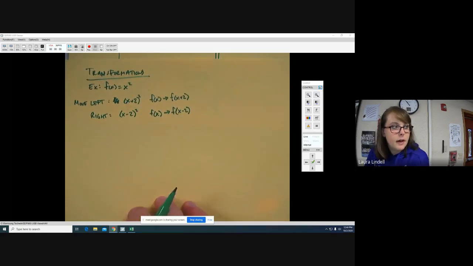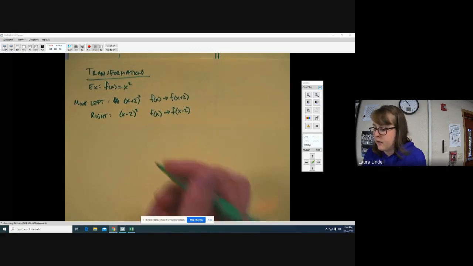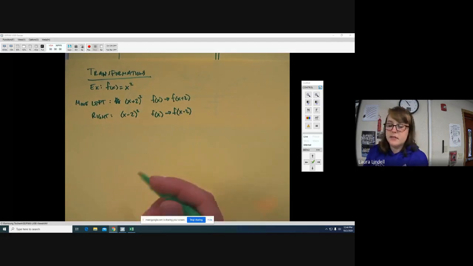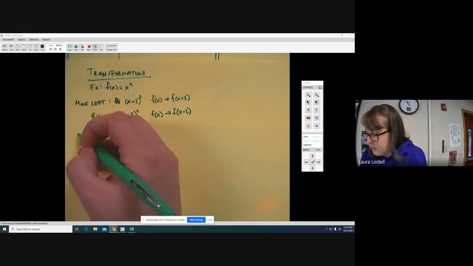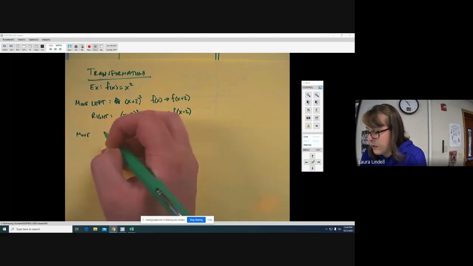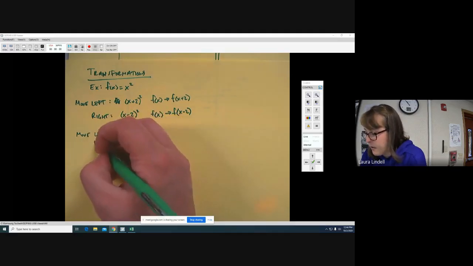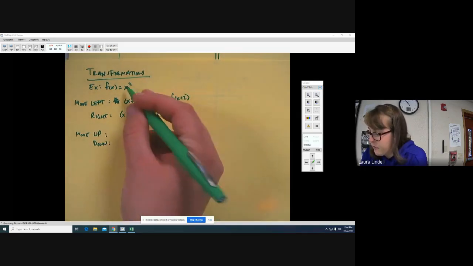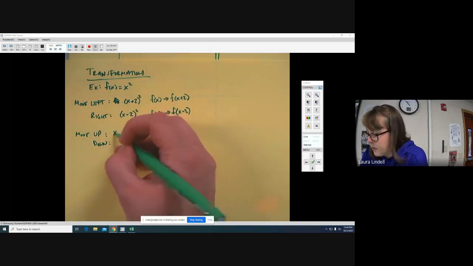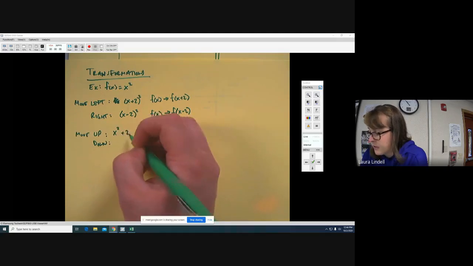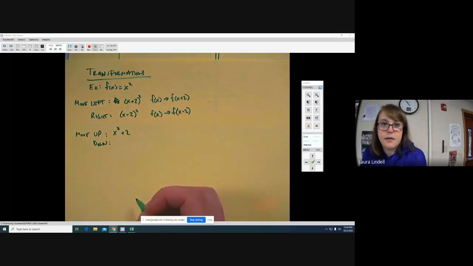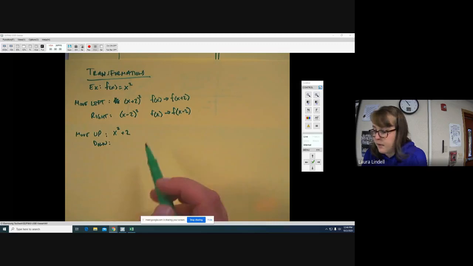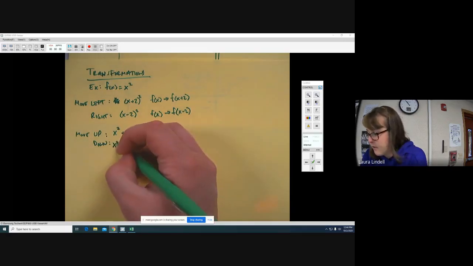All right, and then moving it up and down is outside. So outside of the parentheses means it's with the y. So if I want to move or translate it up and down, if I wanted to move this one up 2, it'd be x squared and then plus 2 on the outside. So moving things up and down goes the way that you would think it would be. Moving it up is a plus, moving it down is a minus.